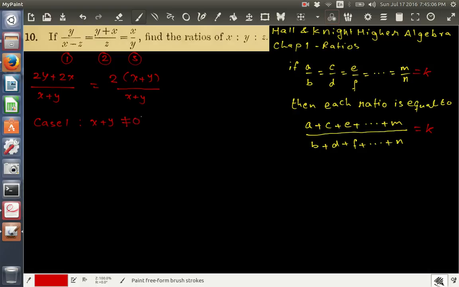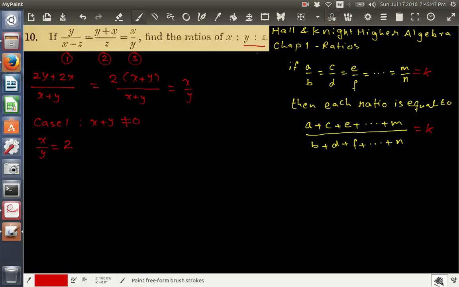Okay, suppose if x plus y is not equal to 0, then we can say that x is to y is equal to, remember that this ratio is also equal to x is to y. So we can say that x is to y is equal to, because x plus y is not equal to 0, so we can cancel x plus y and x plus y from the numerator and denominator, and we get x is to y is equal to 2. So now we have found x is to y. For finding x is to y is to z, we can either find y is to z or we can find x is to z. So we will find y is to z.